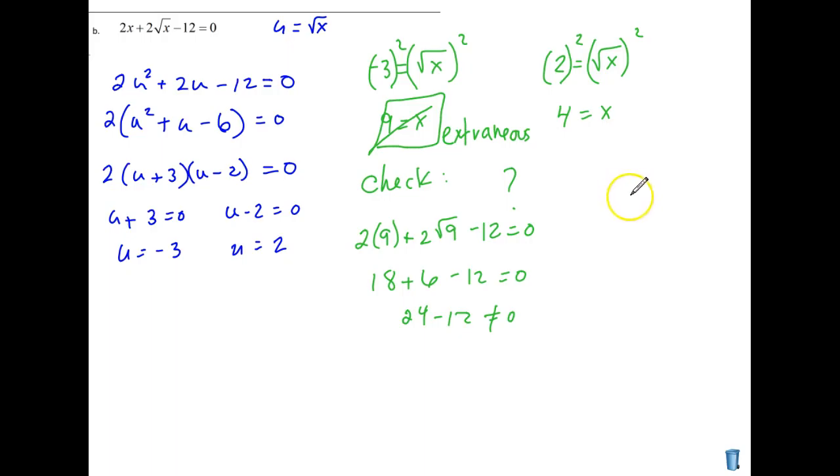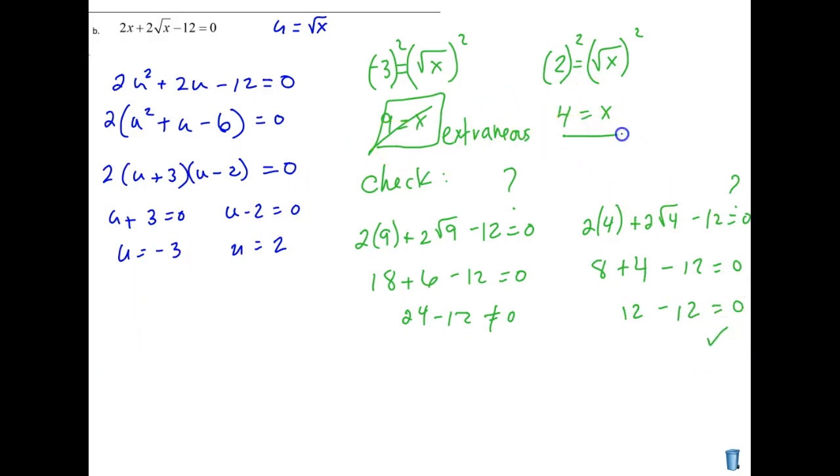Now we got to check this other one here too with the 4. So does 2 times 4 plus 2 times the square root of 4 minus 12 equal 0? That's what we're checking. This becomes 8. 2 times the square root of 4, well, the square root of 4 is 2, so 2 times 2 is 4, minus 12. Well, this becomes 12 minus 12, which equals 0, so that checks off. So our only real solution then is x equals 4.